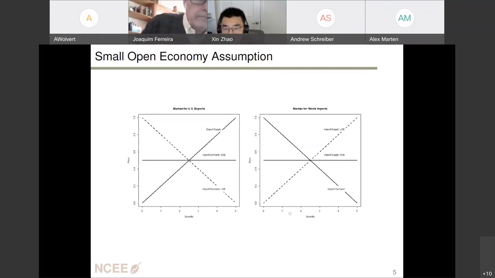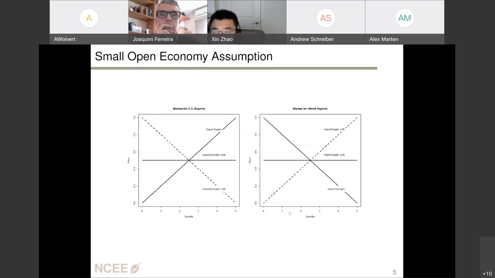But in a small open economy assumption, we assume a perfectly elastic export demand curve, so that flat curve. So you have a fixed price on the world market. Any impacts on exports and imports happen purely through quantity changes and not on price changes. And so the large open economy for US exports would be to build in some curvature to that export demand curve in the form of the dotted line.